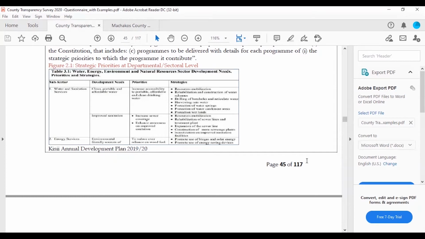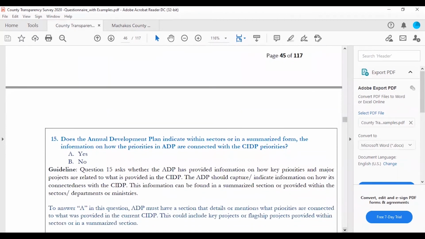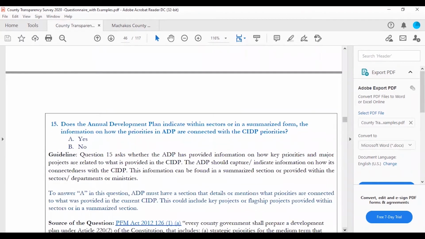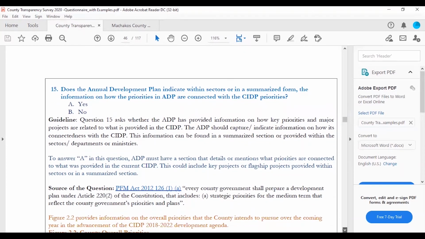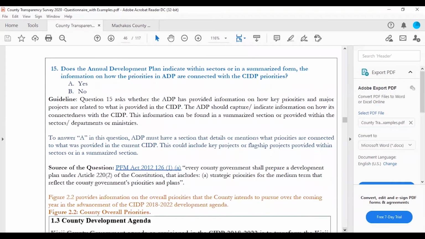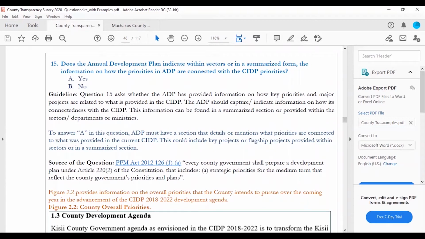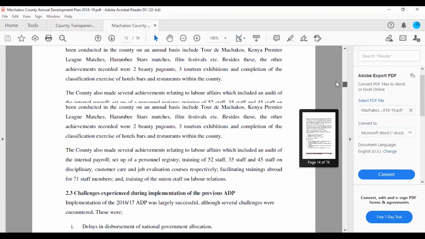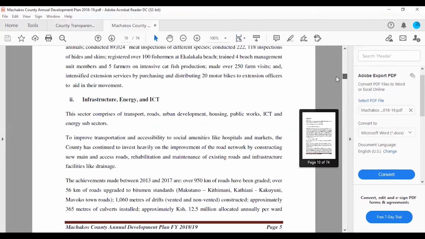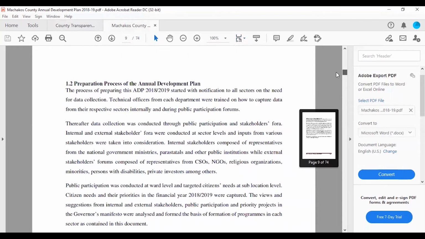So the other thing that is also important is to know whether the ADP, whether the annual development plan indicates within sectors or in a summarized form the information on how priorities in ADP are connected with CIDP priorities. So at least we saw in the forward section that the county government, in this particular document, they showcased it. But it is essential for us to go back and confirm whether they have actually done so.